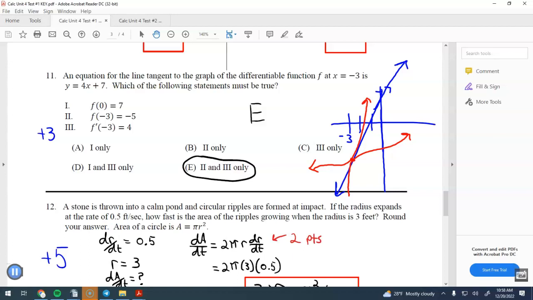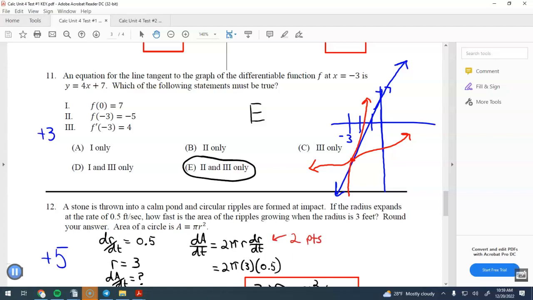So f of 0 equals 7. Well, that means in the original equation, if I plug in 0, I'm going to get 7. But this is the tangent line. So what this is saying is if I plug 0 into the red, I'm going to get 7. But I don't know that because I don't really know what the original curve looks like. This is saying if I plug negative 3 into the red, I'm going to get negative 5. I don't know what the original looks like, but that has to be true because the blue tangent line and the red curve are going to hit the same point. So it has to brush up against it.